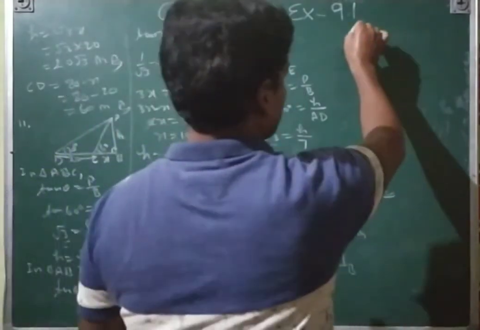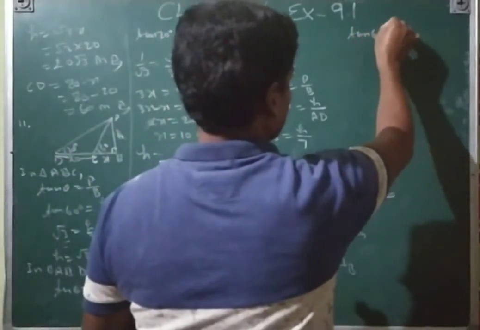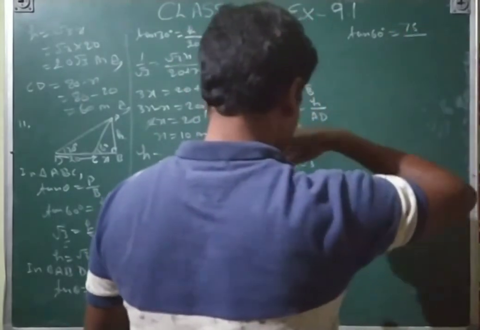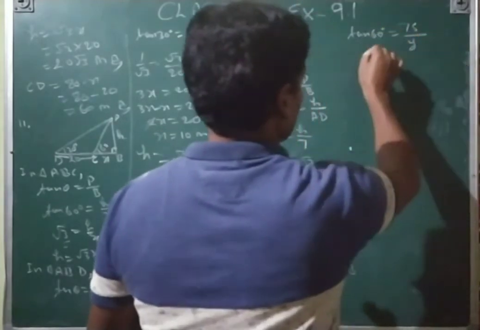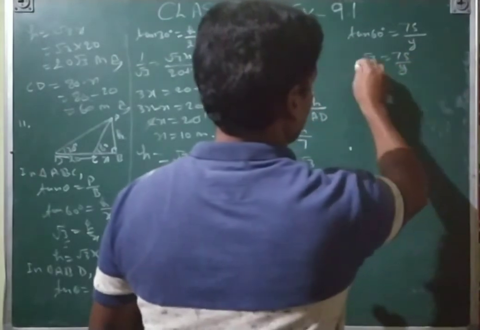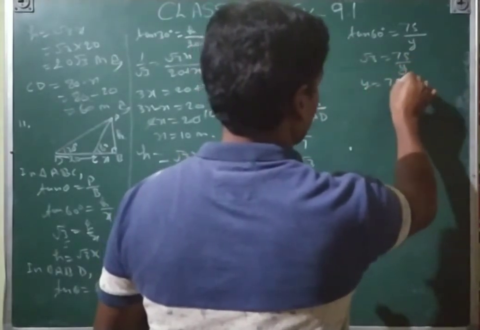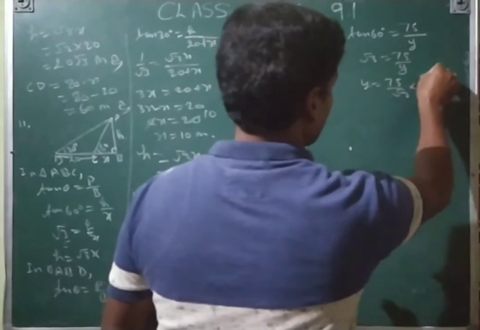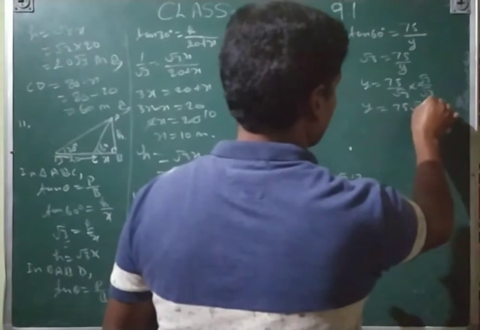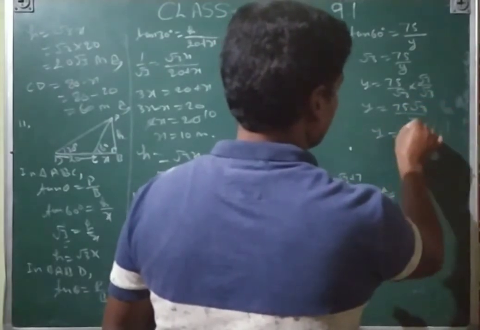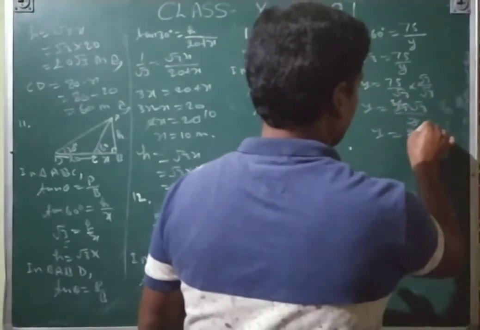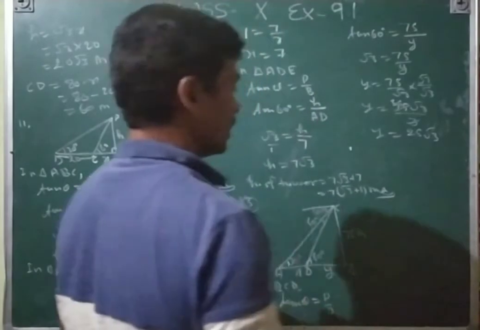Tan theta is equal to perpendicular upon base. Now tan 60 degrees is equal to perpendicular 75 and base Y. So the value, root 3, is equal to 75 upon Y. By cross multiplying, Y is equal to 75 upon root 3. By rationalization, Y is equal to 75 root 3 upon 3. So Y is equal to 25 root 3.